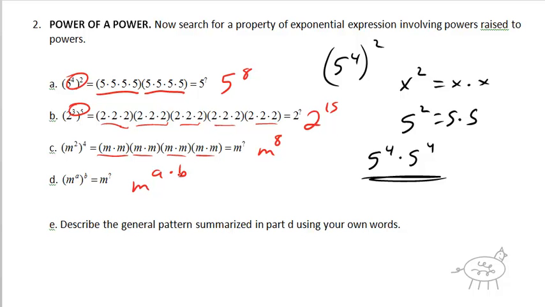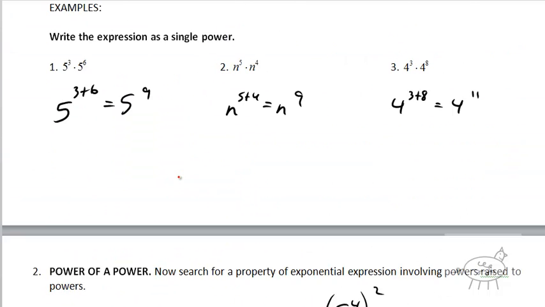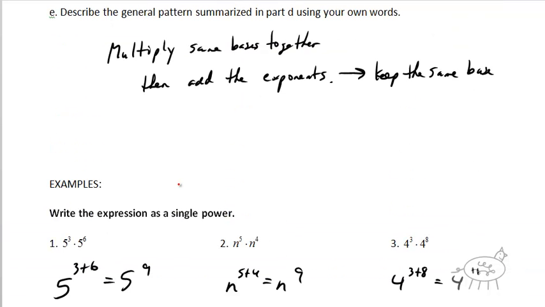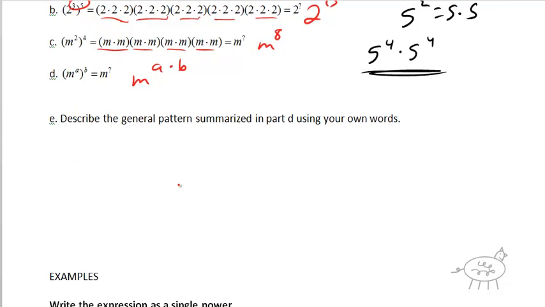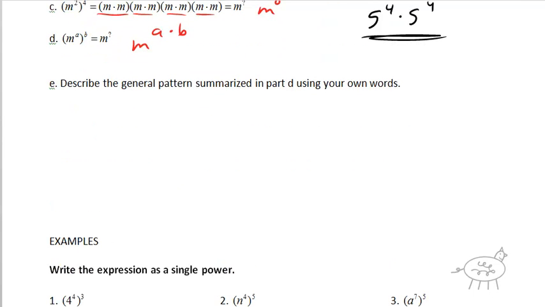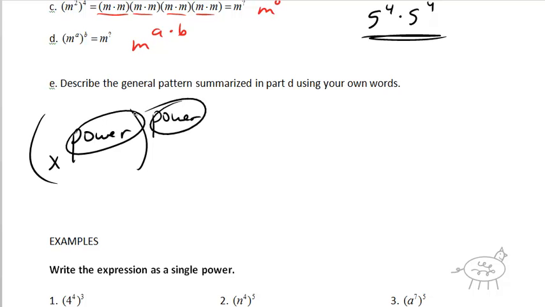Okay? And again, it says describe the general pattern summarized in part D using your own words. So back to this guy, we said multiply same bases together, then add exponents. This is basically saying a power to a power. So if I had x some power to some power, you multiply these together. So you multiply exponents together. Okay, that's a power to a power.